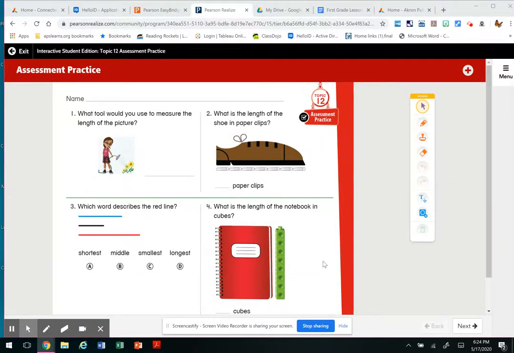Dutch. We're about to wrap up topic 12. Topic 12 was a very short topic, and we're at the assessment practice already. So we're just going to go over ways to measure things.